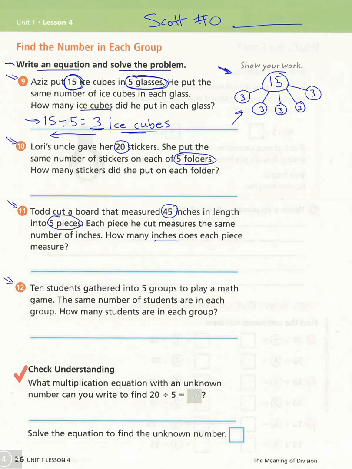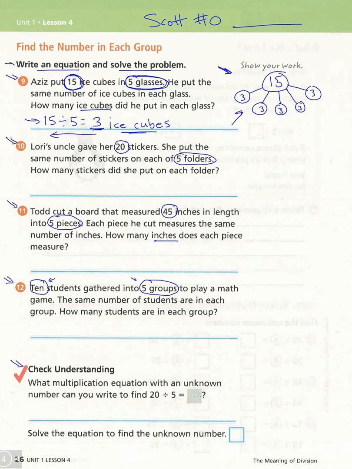All right, so here we go, number 12. 10 students gathered into 5 groups. So there we go, our starting amount, right? That's our dividend, and then this is going to be our divisor. That's how many groups we're going to divide. So 10 students gathered into 5 groups to play a math game. The same number of students were in each group. So there you go. So pause the video, show me all of your work, and then when you're ready to go, start the video back up.